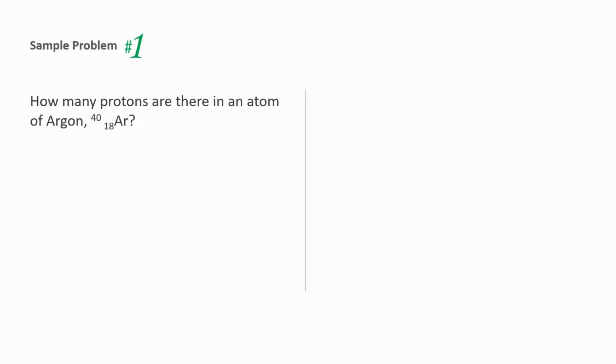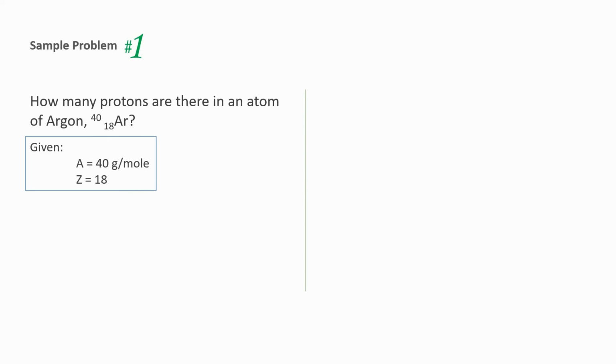For the following sample problems, simple lang naman ang tinatanong dito. So, ilan ng protons na makikita sa atom ng argon? So, remember, ang format natin dyan is X, represented by argon, tapos A, yung superscript, which is 40 in this case, and Z, which is 18, subscript, okay, as shown.